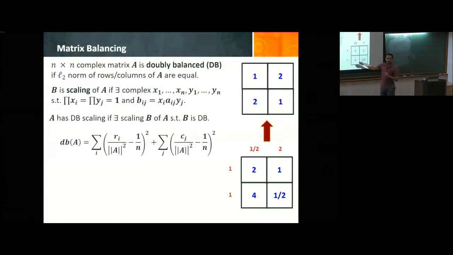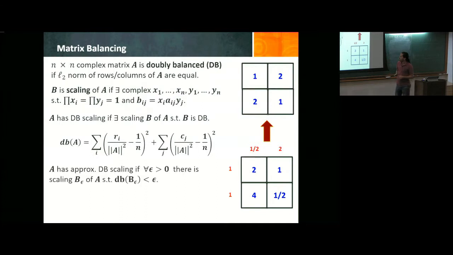This is an ugly expression. All I wanted to get out of it is this: Ri is the L2 norm of row i, Cj is the L2 norm of column j, and all I'm saying is that for every row, the norm of the ith row is roughly the same, and likewise for the columns. So this is your distance. This tells you how far my matrix A is from being doubly balanced. If this is 0, all the rows have the same norm, and all the columns have the same norm.